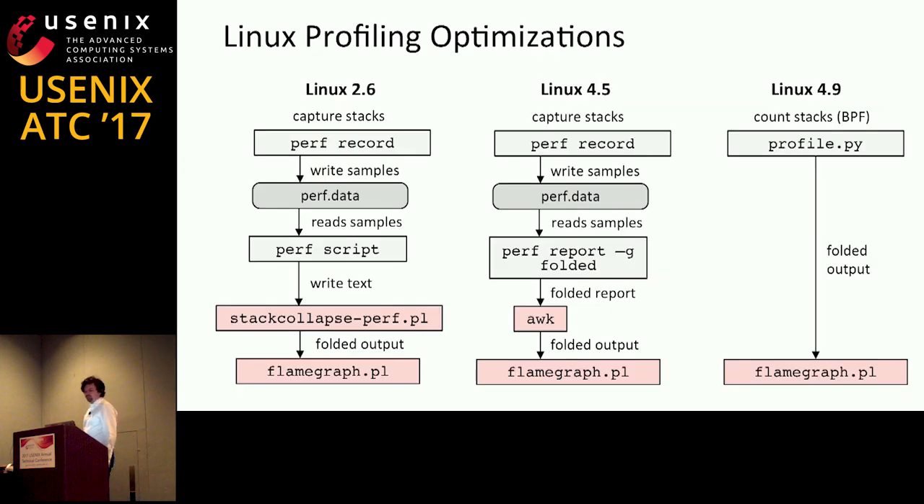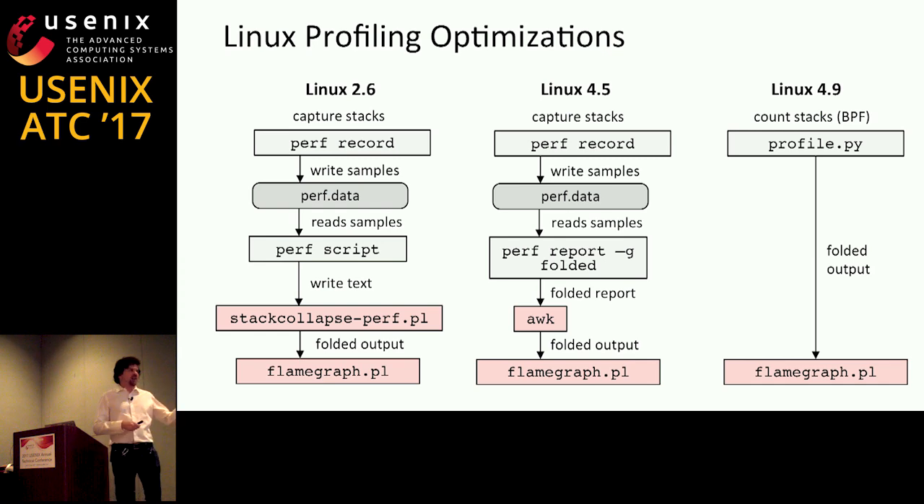Looks like this. So Linux 2.6, we perf record, we write all those samples to a perf.data file. That perf.data file may be tens or hundreds of megs. We post-process it using perf script and stack collapse. That takes seconds and seconds and seconds of CPU time, not to mention the file system writes, because I had to write out perf.data.